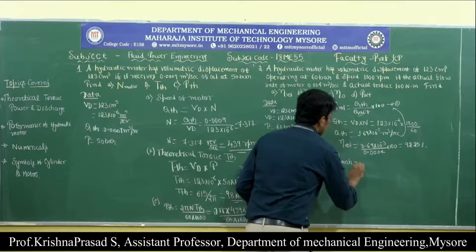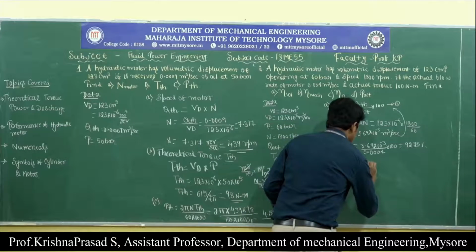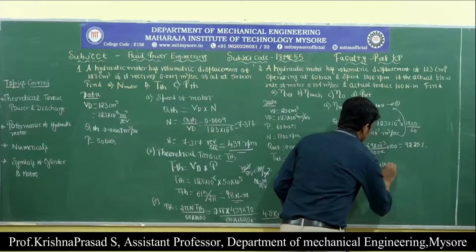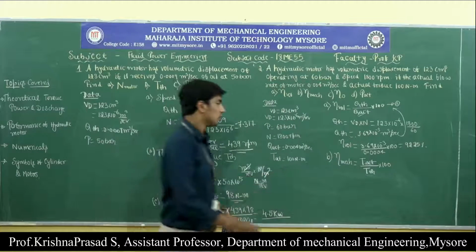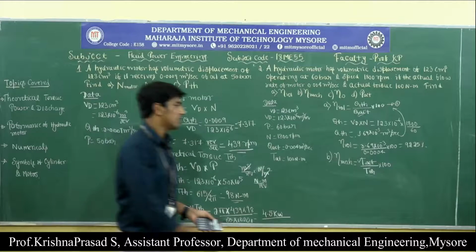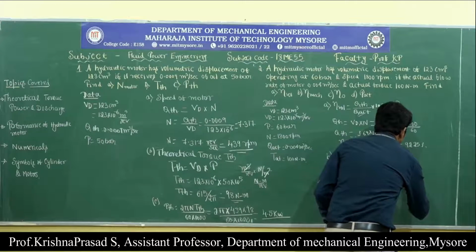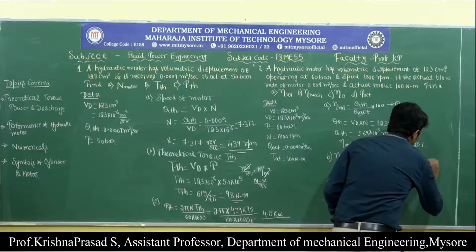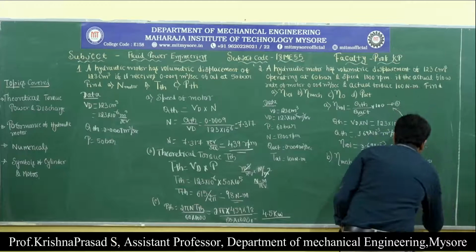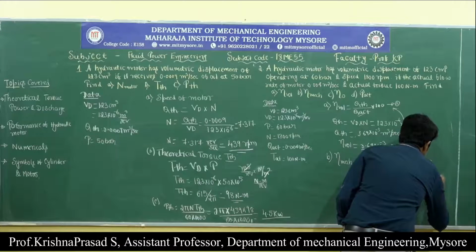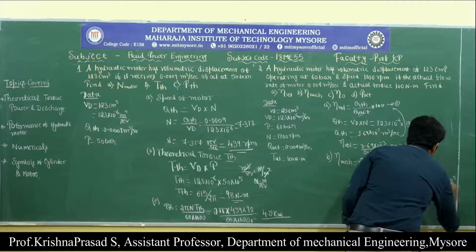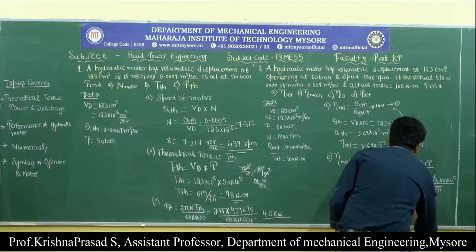So next, second, we need to calculate the mechanical efficiency. So the mechanical efficiency formula is nothing but actual torque by theoretical torque into 100. Here they have given the actual torque, that is exactly 100, but we need to calculate the theoretical torque. So the theoretical torque formula is Vd into pressure divided by 2 pi. So what is Vd? That is 123 into 10 to the power of minus 6. Pressure is 60 bar, 60 into 10 to the power of 5, divided by 2 pi.